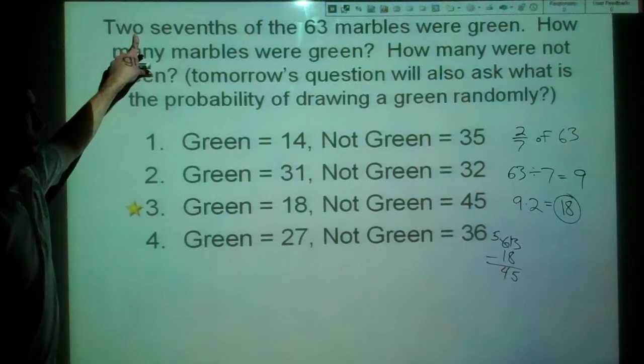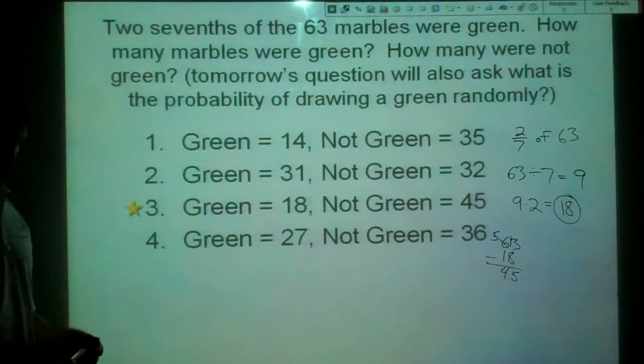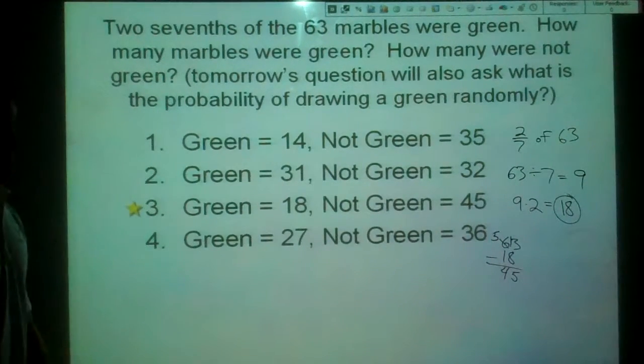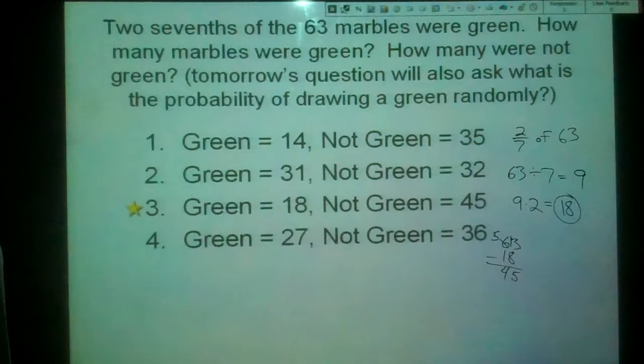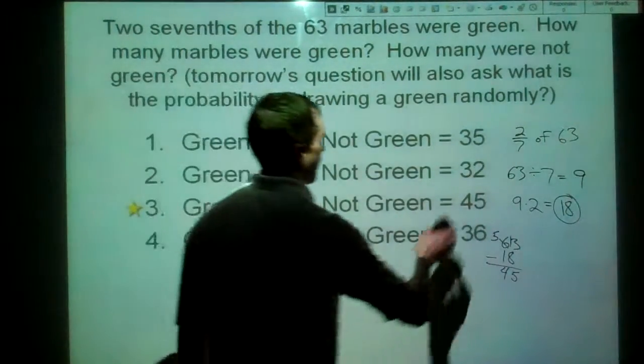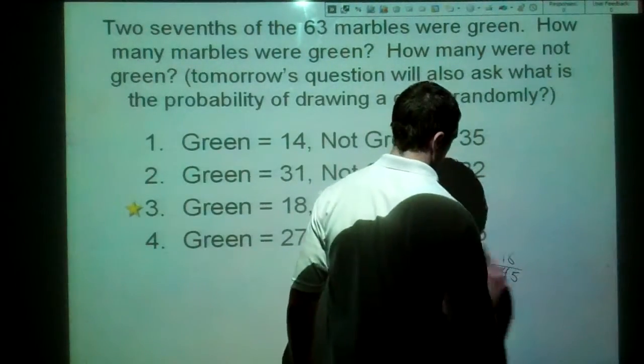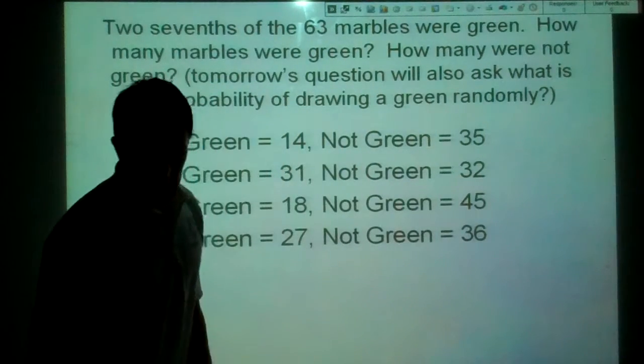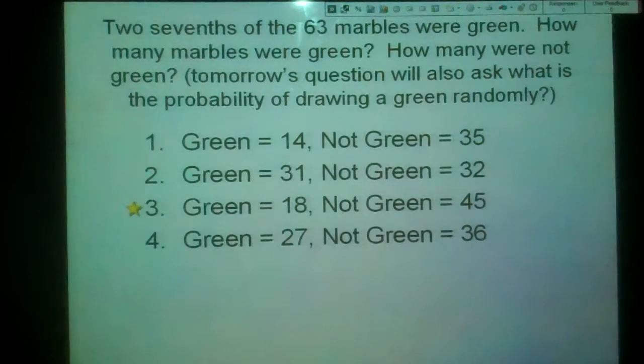2/7 are green, so your chance of getting a green is 2 out of 7. So that would be the probability of grabbing a green. And like I said, there are multiple ways to figure out the first part. I guess I could show you real quick.